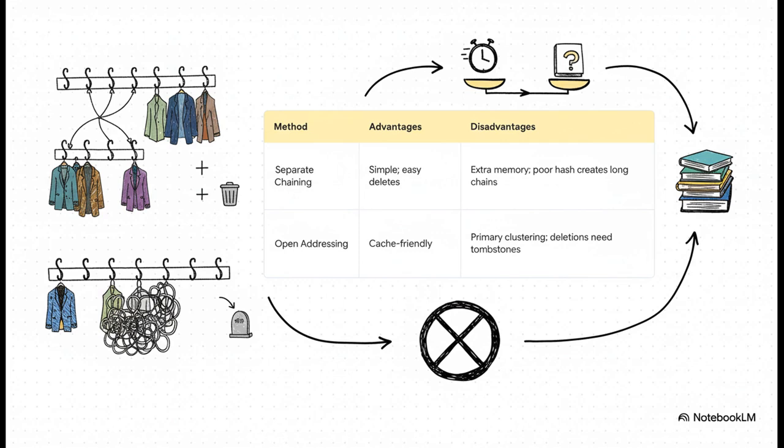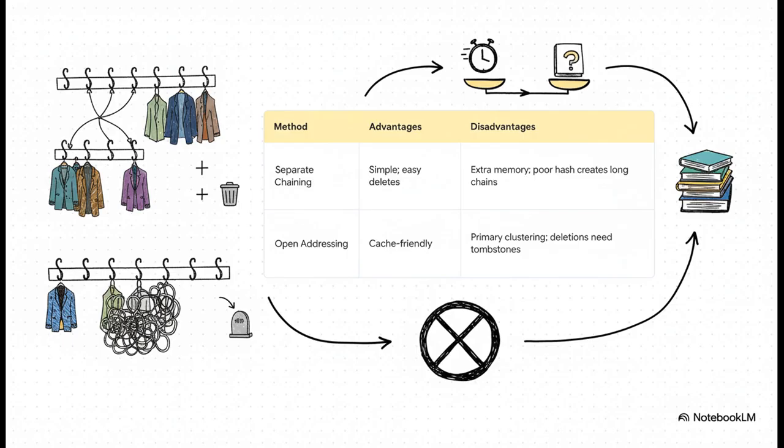So how do we deal with this? Well, there are two main strategies. First up is something called separate chaining. This is basically like putting a little rack of extra hooks on each main hook. If there's a collision, you just hang the new coat next to the old one. Pretty simple, right? The other way is called open addressing.